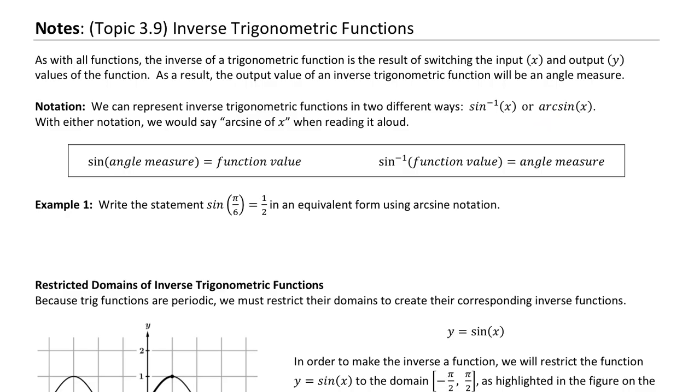I prefer to use this one, and I will do that the most. But if you see this, it means the exact same thing. Arc sine, arc cosine, arc tangent mean the same thing as inverse sine, inverse cosine, inverse tangent. I just like using this one.